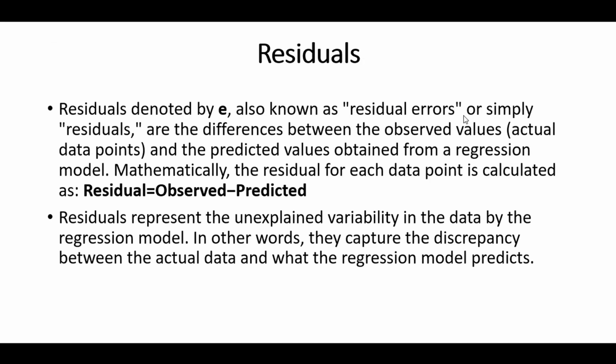Then, we have already seen that residuals are denoted by e, known as the residual errors, or simply residuals. They are the difference between the observed values, the actual data points, and the predicted values. This was the formula we have already seen: residual equals observed value minus predicted value. Residuals represent the unexplained variability in the data by the regression model. In other words, they capture the discrepancy between actual data and what the model predicts.